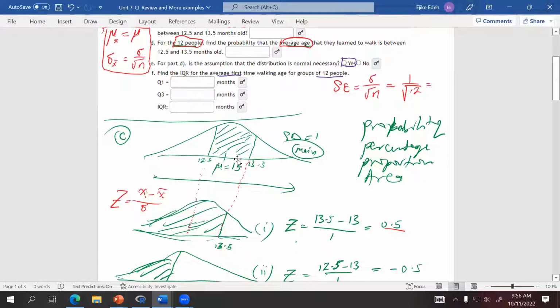So let's look at question F. You want us to find the interquartile range, and the interquartile range is simply Q3 minus Q1, right? So we just get the answers for Q1 and Q3, then subtract to get the final one.